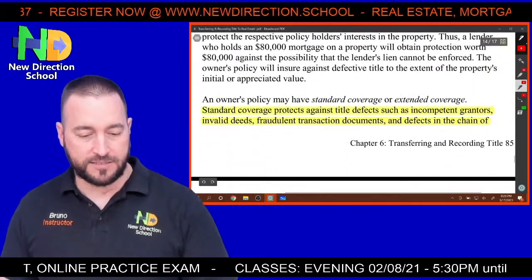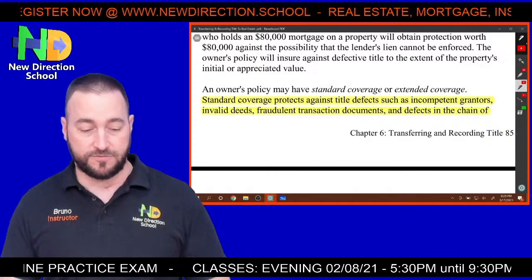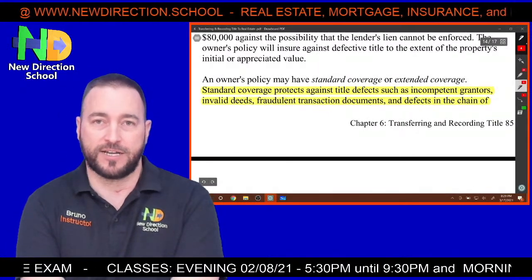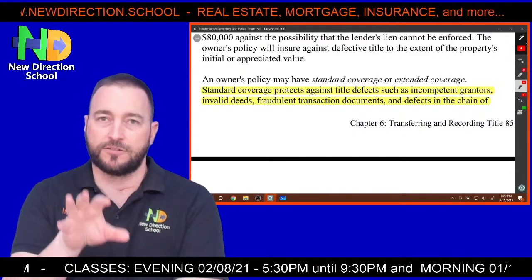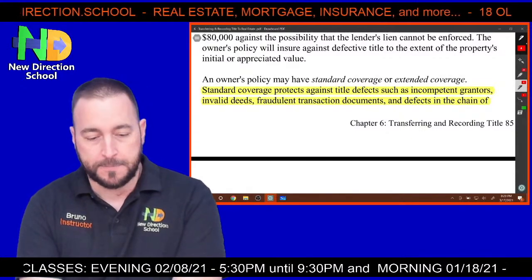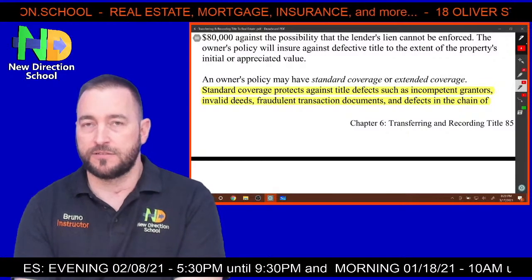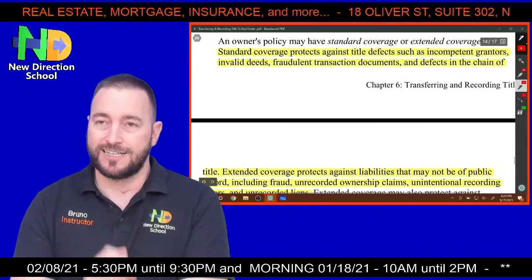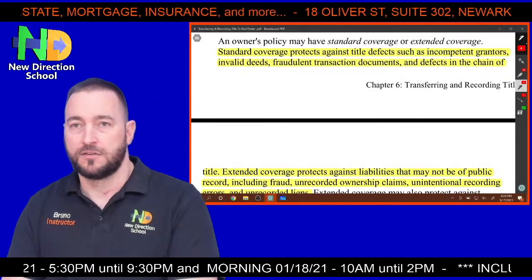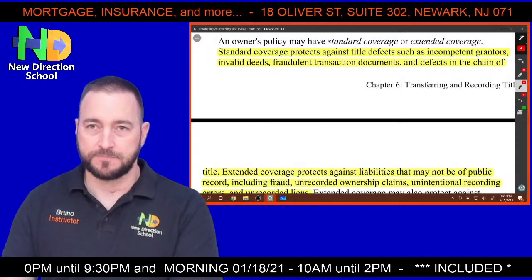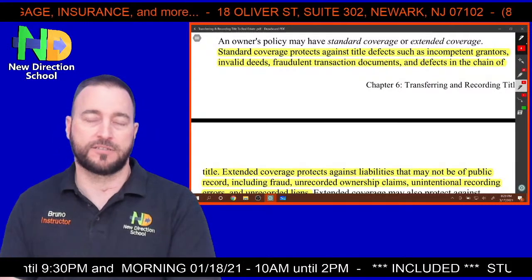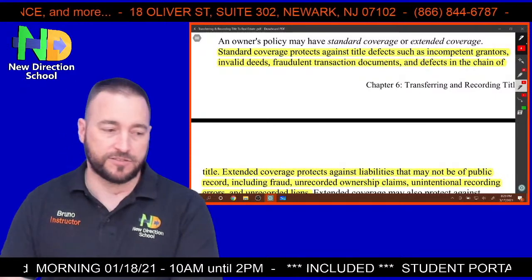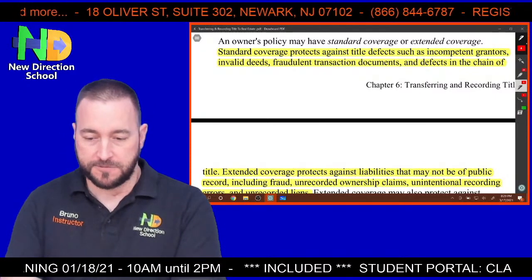Now, an owner's policy may have a standard coverage or extended coverage. Standard coverage protects against title defects such as incompetent grantors. So the second question potentially will be somewhere around this. Incompetent grantors, invalid deeds, fraudulent transaction documents, and defects in the chain of title. Okay, so a standard owner's policy will protect against scams. Let's put it like that. All right, that's why it's as strong as the title certificate, or second place to the title certificate. But it just protects you from scams.